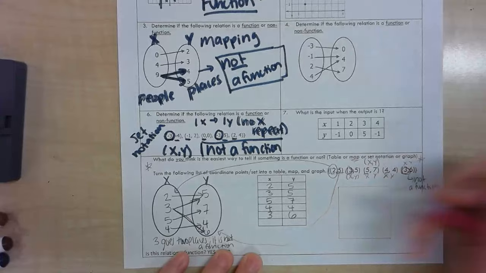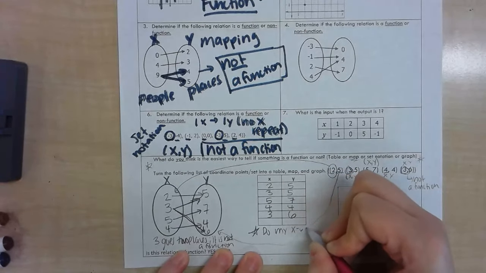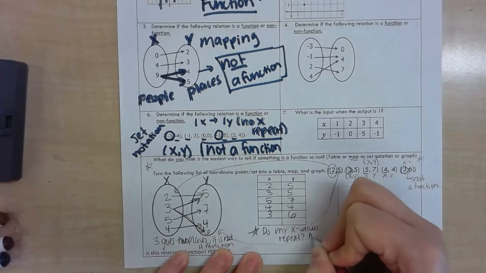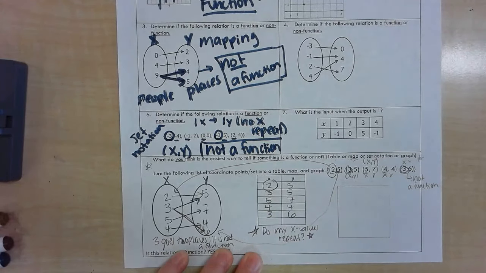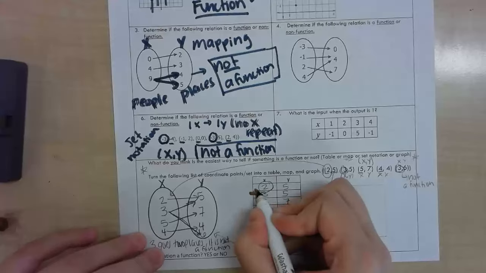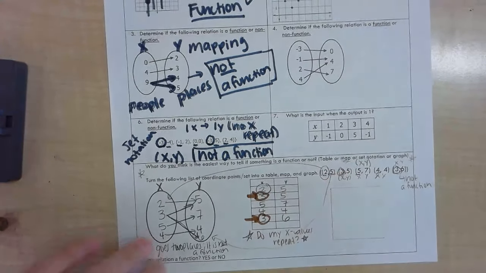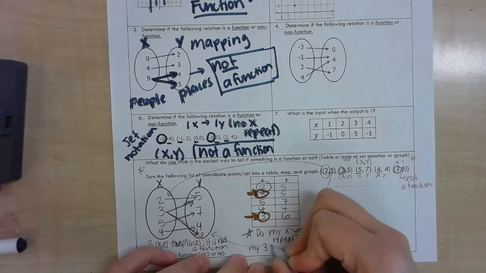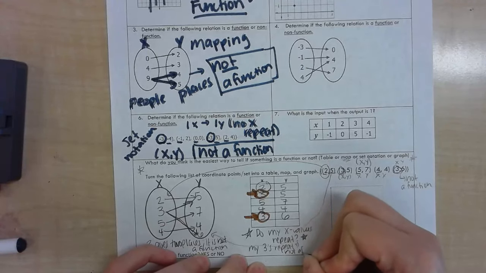So if I'm looking here, remember, I'm always looking to see, do my x values repeat? And I see I have a 2 right there. There's no other 2. But if I'm looking again, I see I have a 3 right here and a 3 right here. So these 2 do repeat. So my 3's repeat. I can again tell it's not a function.